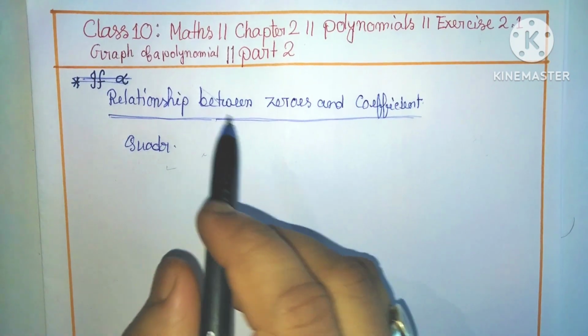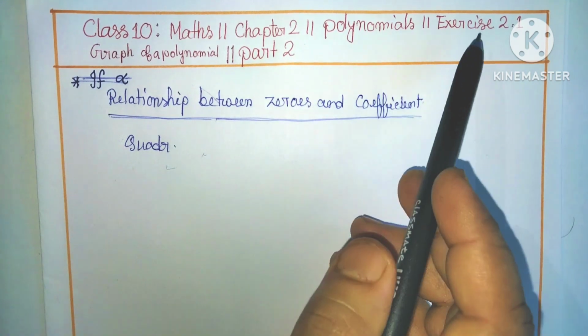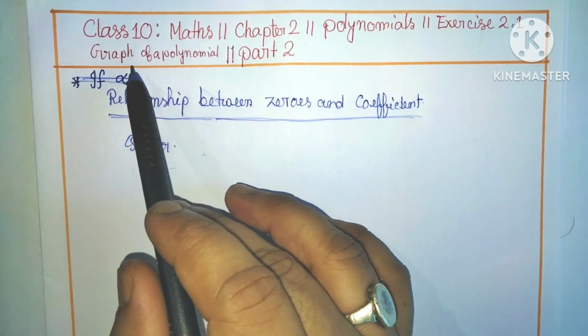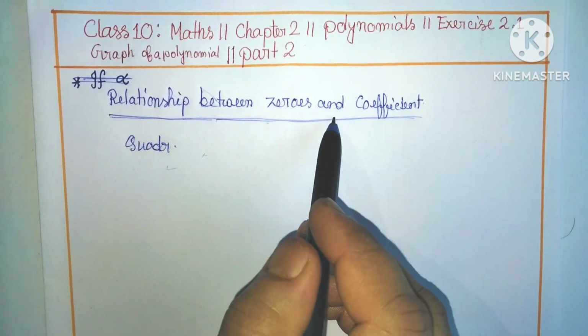JK Mathematics classes. Today I will discuss class 10 Maths chapter 2 Polynomials, exercise 2.1, graph of a polynomial, and part 2: relationship between zeros and coefficients.